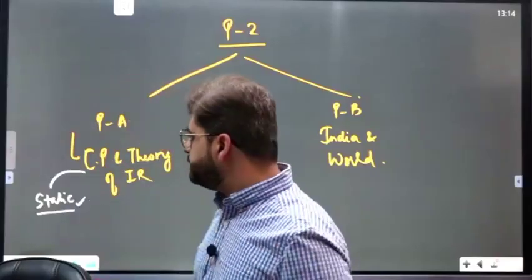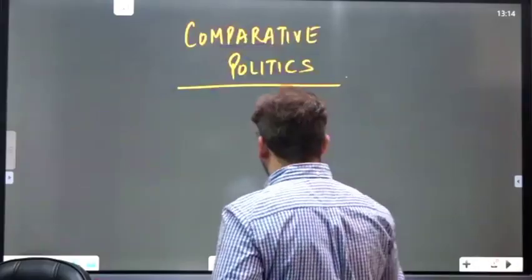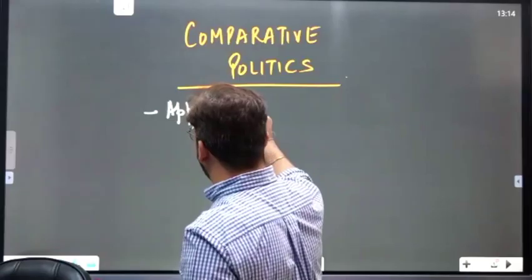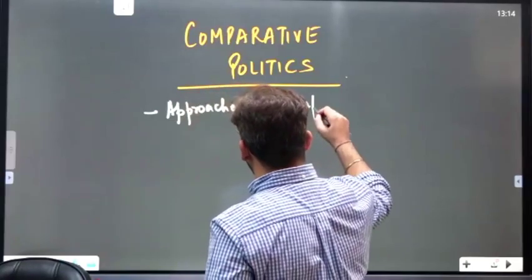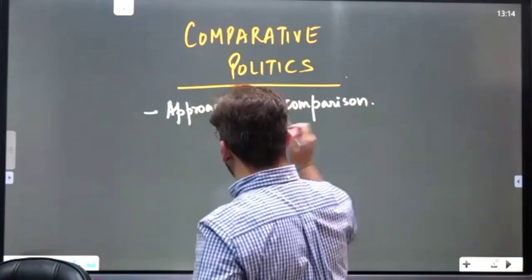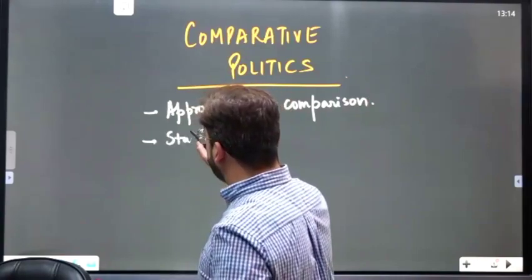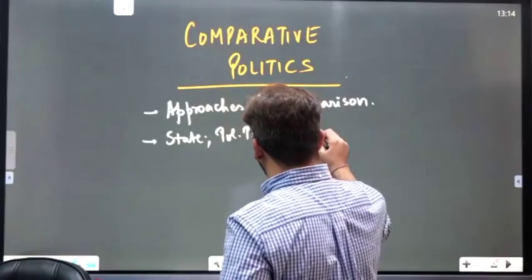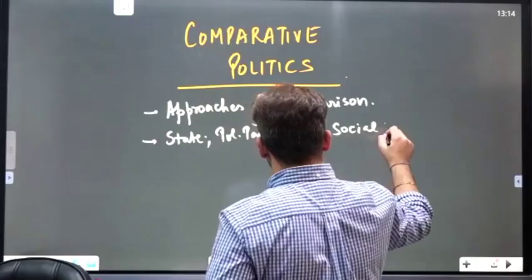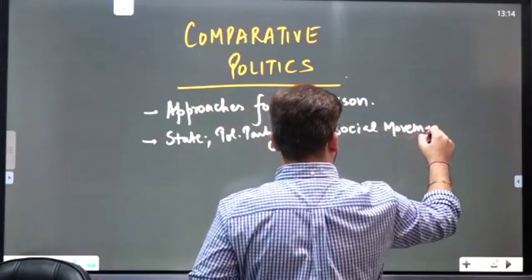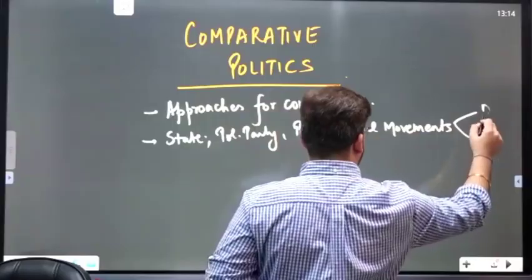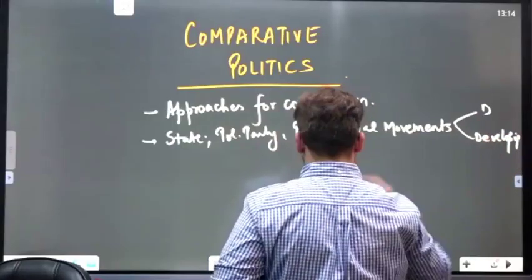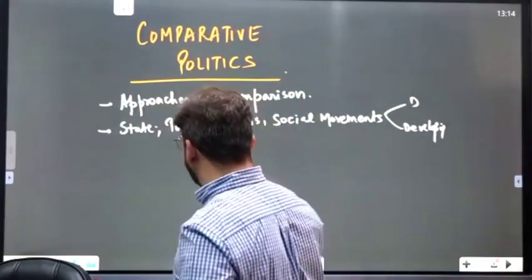So I have topics in comparative politics which are about the various kinds of approaches which we adopt for comparison. These are called traditional approaches or modern approaches. We want to understand how the state, political parties, pressure groups, and social movements vary when it comes to the developed and the developing world. What's the variation? We would want to know this as a part of our comparative politics theme.